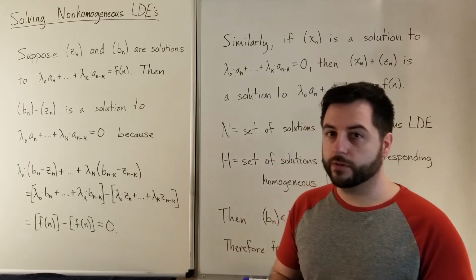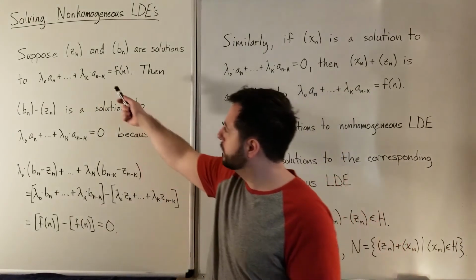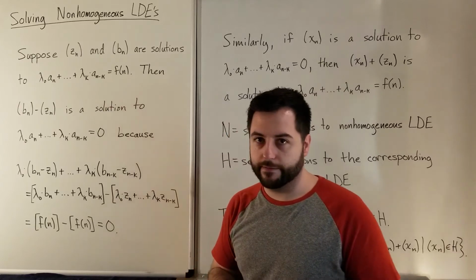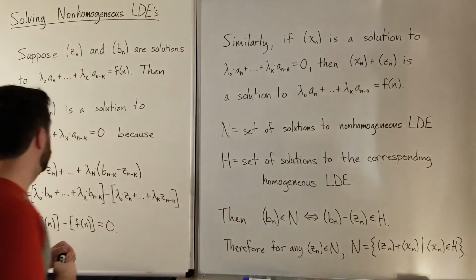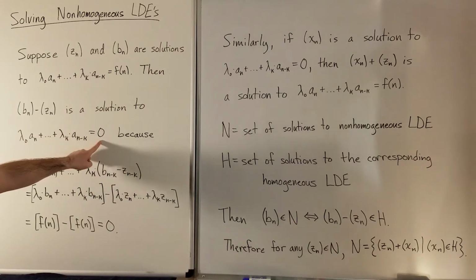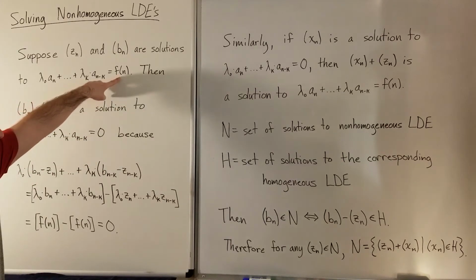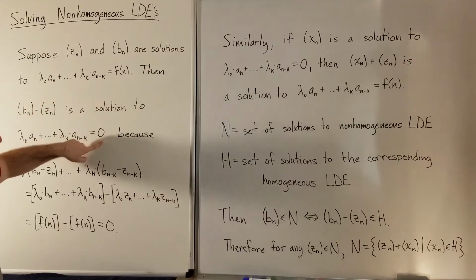Suppose now that we have two solutions, zn and bn, to this non-homogeneous linear difference equation. Okay, now I want to say that if I subtract those two, I get a solution to the corresponding homogeneous linear difference equation, which is the exact same left-hand side of the equation, but the right-hand side, instead of f of n, we just have 0.